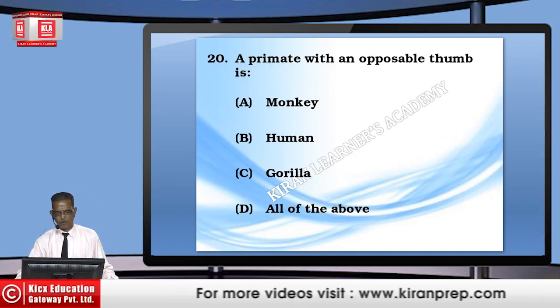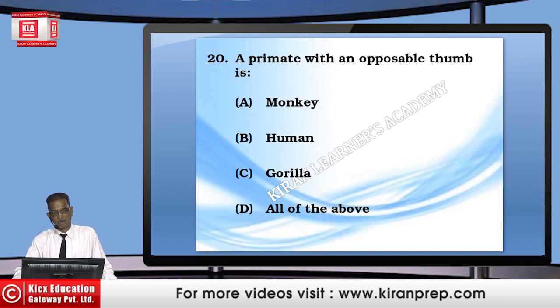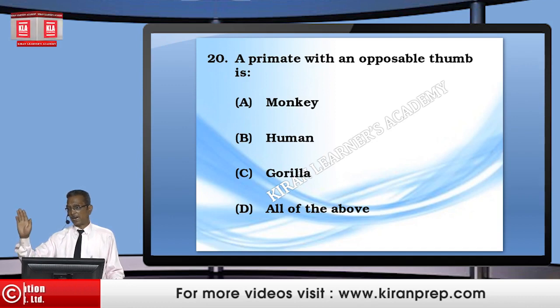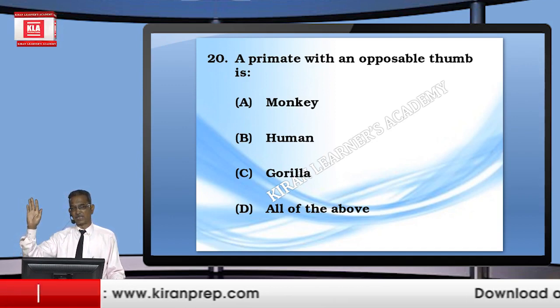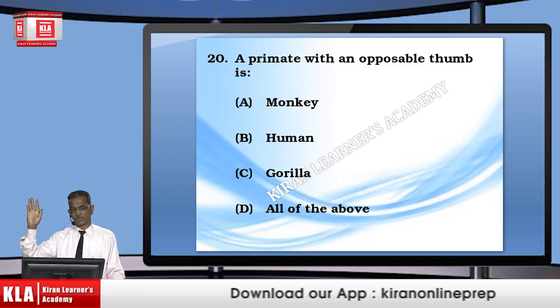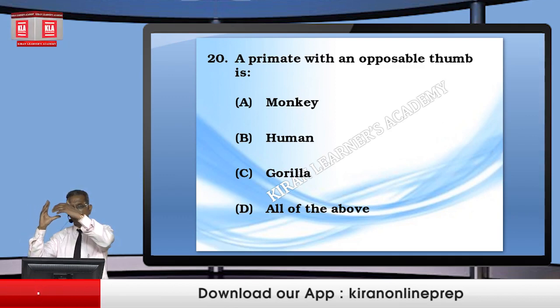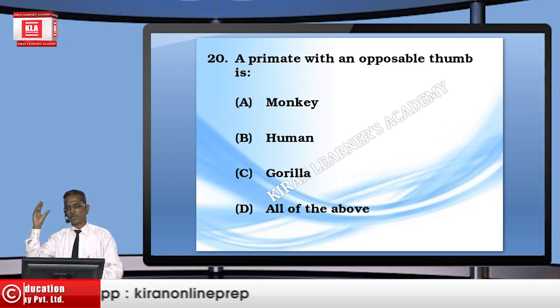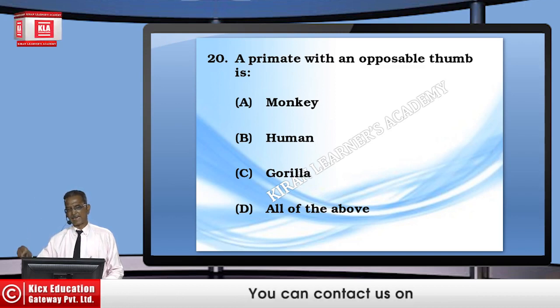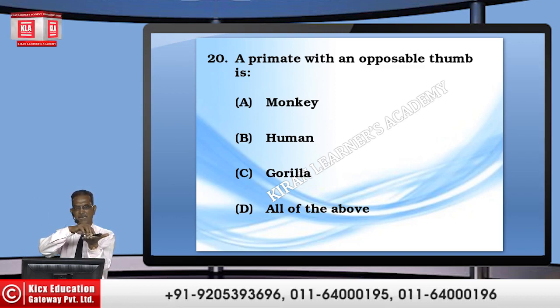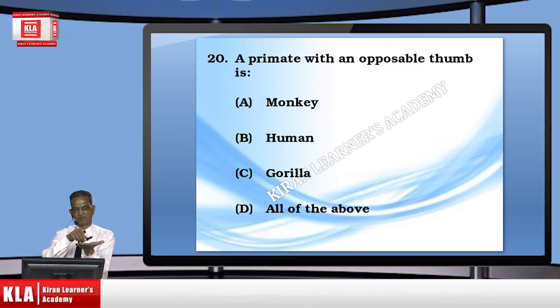A primate with an opposable thumb is. Opposable thumb means the thumb is opposite to the fingers. If I stretch my hand, here are my fingers and the thumb is opposite to them. I can pick this pen easily like this, using my fingers and thumb.